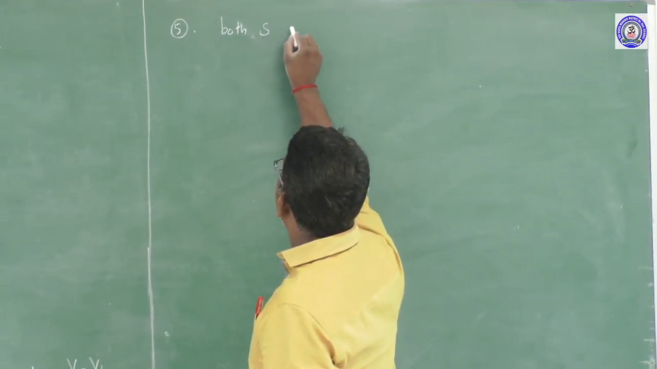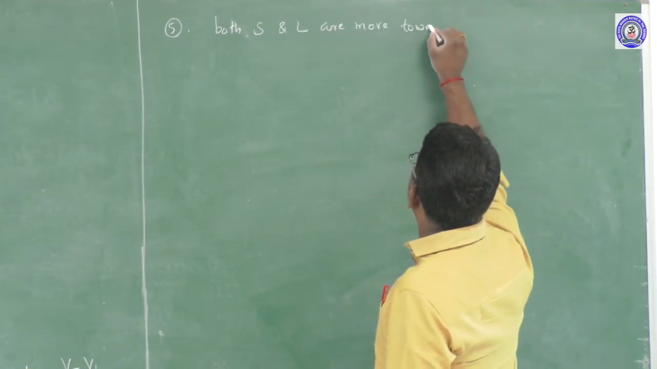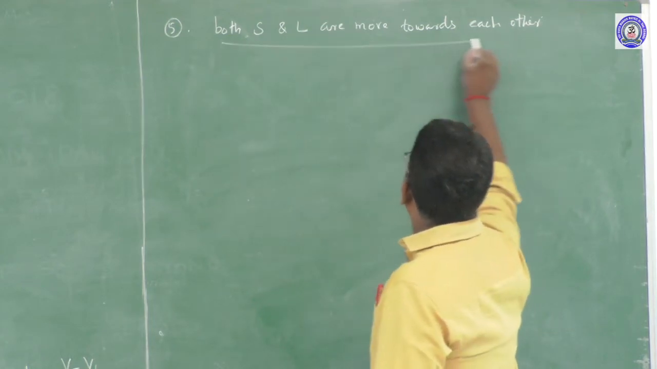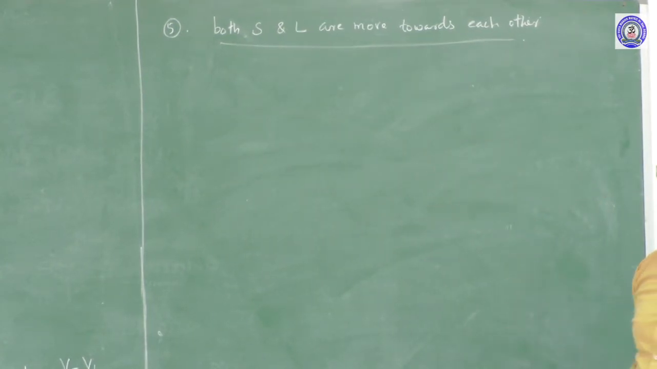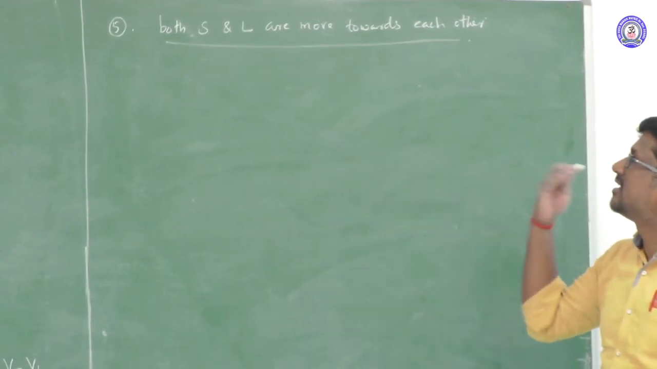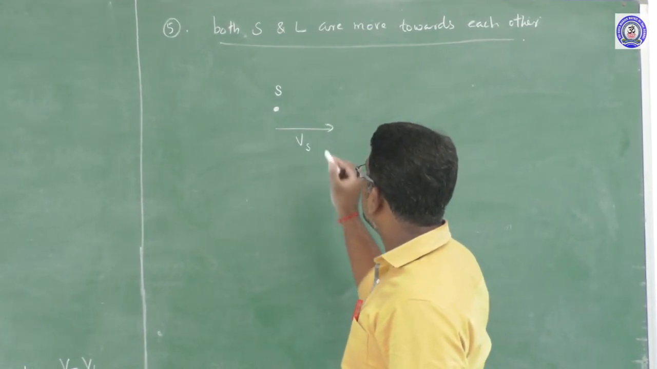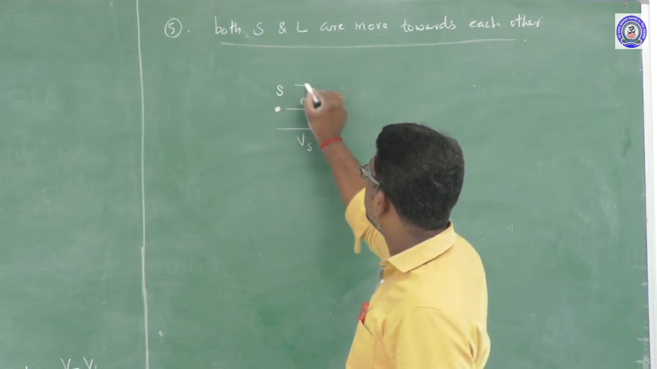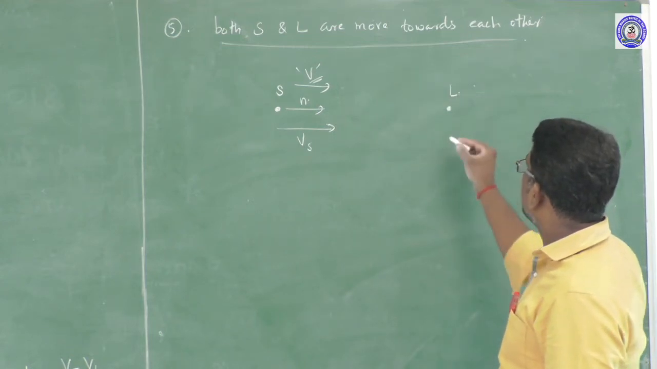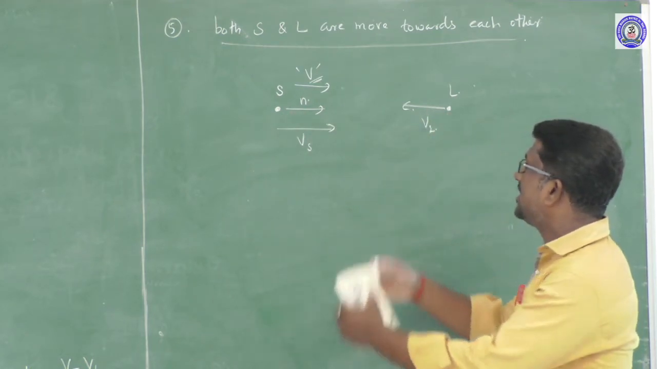Both source and the listener are moved towards each other. In the first four cases, either the source is stationary or otherwise the listener is stationary. But in the fifth case, both the source and the listener are moved towards each other, right? So this is the source. Suppose it is moving with the velocity of Vs, the frequency of the sound wave is N and the velocity of the sound wave emitted by the source is V. And the listener is also moving with the velocity of VL.